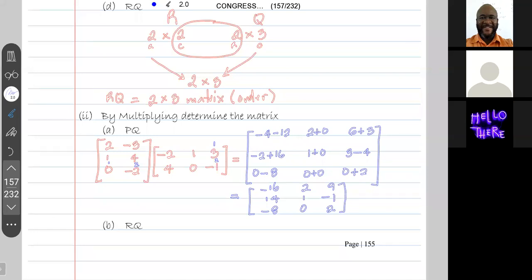So next we're going to multiply R by Q. So R is the matrix 1, minus 1, minus 2, 3.